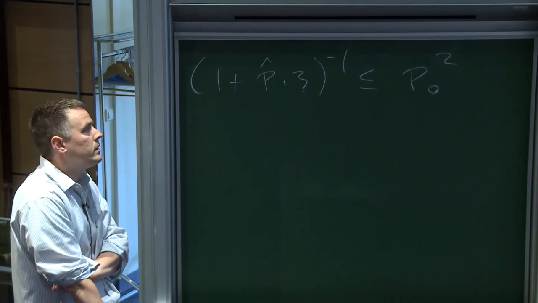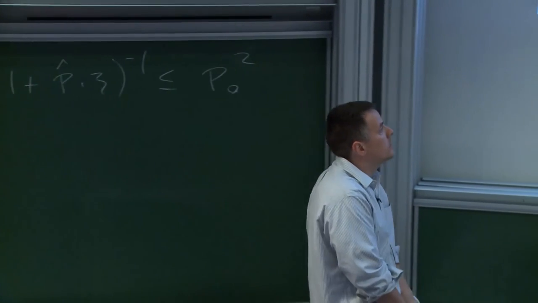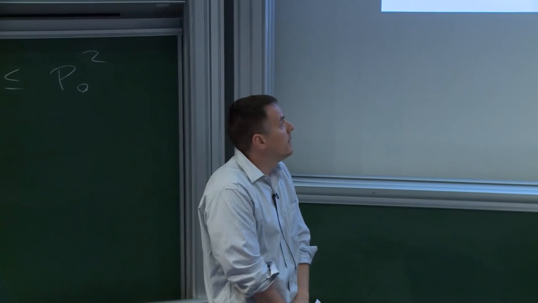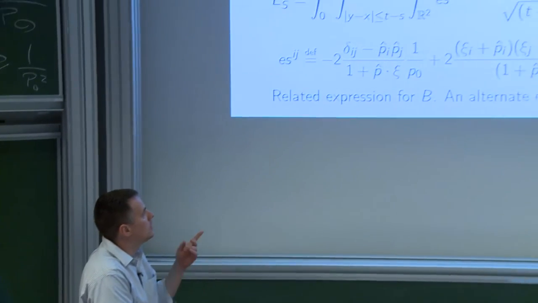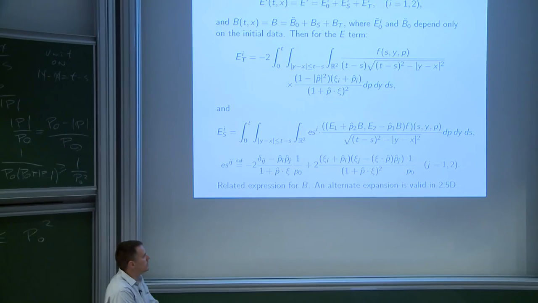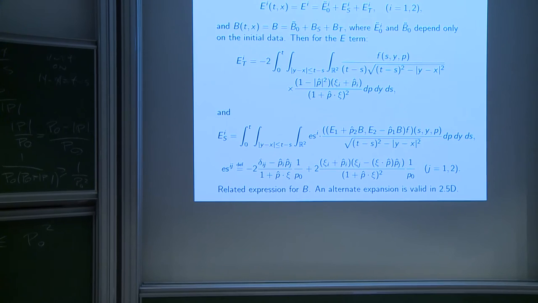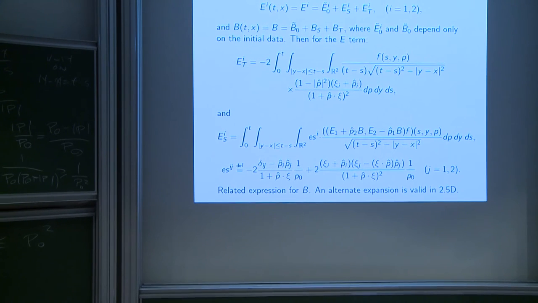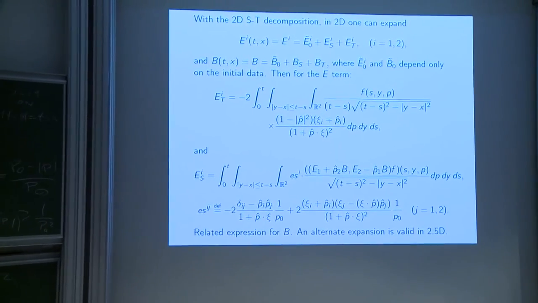is like p0 squared. So you see that in all of these terms, you have a (1 + p hat · c) squared, and that gives you bad growth. So the worst growth is p0 to the fourth, and the other terms have less growth. You have like p0 cubed and p0 growth in these different terms, and that's really bad, because if you want to bound the fields, you don't want to lose momentum growth. So this causes big problems.